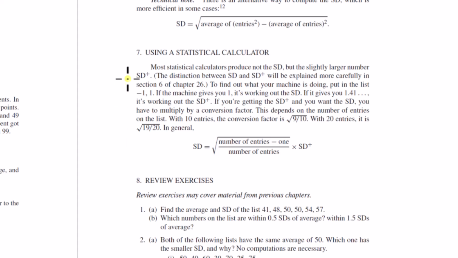But it talks about there's the SD plus and then just the SD. What we just talked about is the SD, not the SD plus. One is a standard deviation based on a sample, and one is based on a population. Again, we'll talk about what that means in a later chapter. But it says the distinction between these two will be explained more carefully in section 6 of chapter 26. To find out what your machine is doing, put in the list minus 1, 1. If the machine gives you 1, it's working out the standard deviation. If it gives you 1.41, it's working out the standard deviation plus.